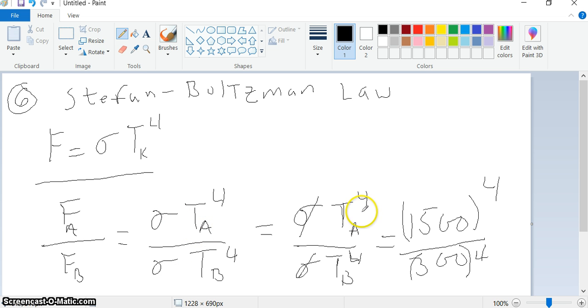Notice the sigmas cancel, right? And so it's really just the temperature of A raised to the fourth power divided by the temperature of B raised to the fourth power. All right, so there it is. Okay, so there's the calculation.